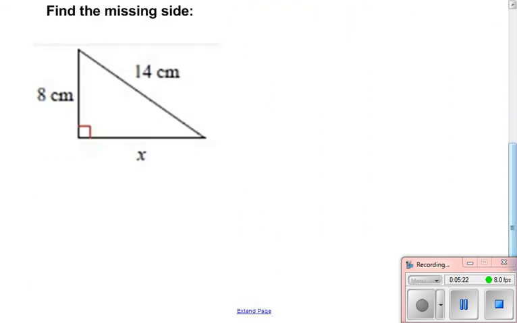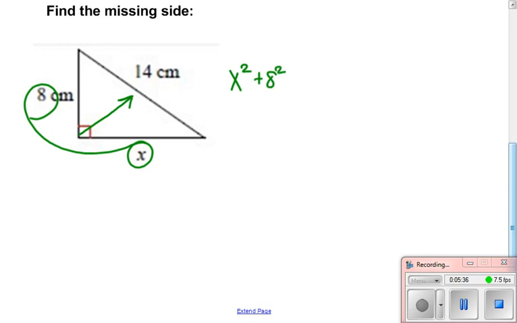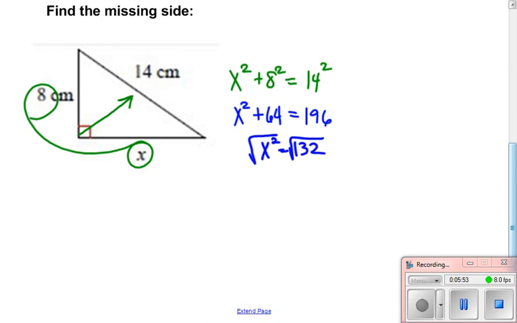We can also use the Pythagorean theorem to find missing sides. The side opposite the right angle is always the hypotenuse. So we're going to take x squared plus 8 squared, and that will always equal the hypotenuse. So again, we're going to follow order of operations. x squared plus 64 is equal to 196. Subtract 64 from both sides. Take the square root. x is the square root of 132, which is approximately 11.5 when you go to your calculator.